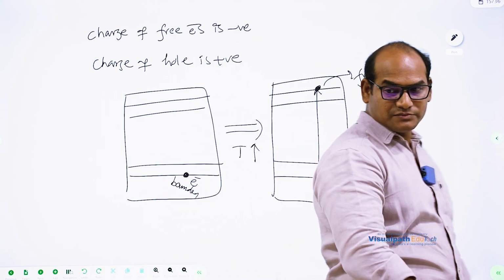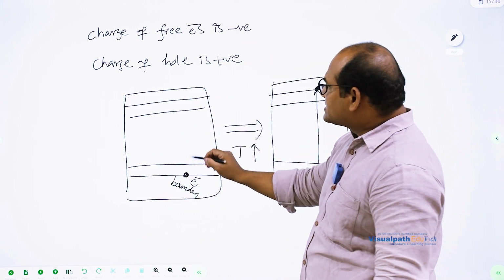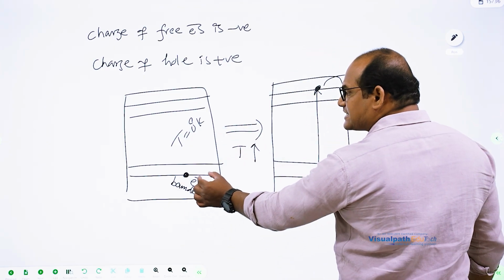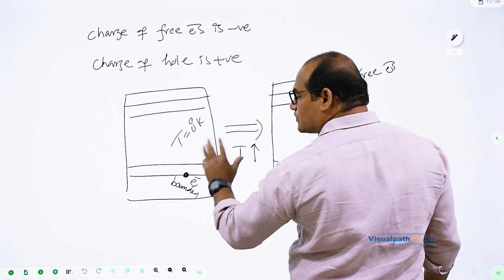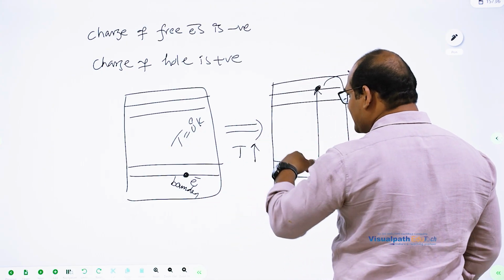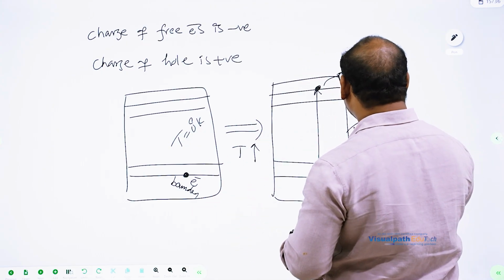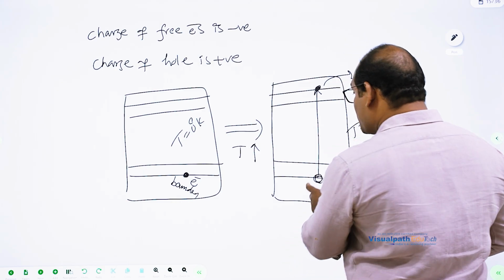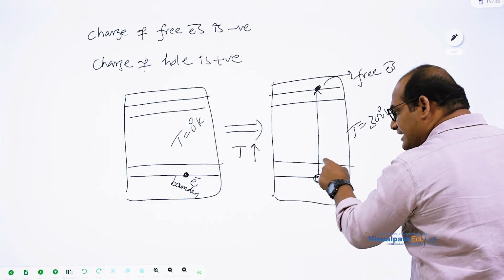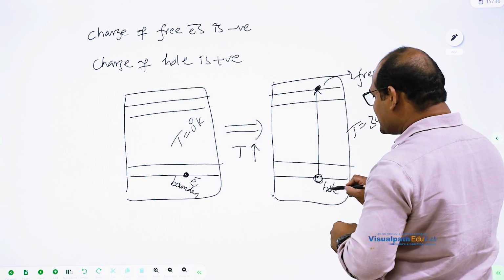Now see carefully. When you take the temperature 0 degrees Kelvin, this electron is available in the valency band only. It is called a bonded electron. But when you increase the temperature up to 300 degrees Kelvin, this bonded electron goes to the conduction band and becomes the free electron. And here vacant space has been created, that is called hole.